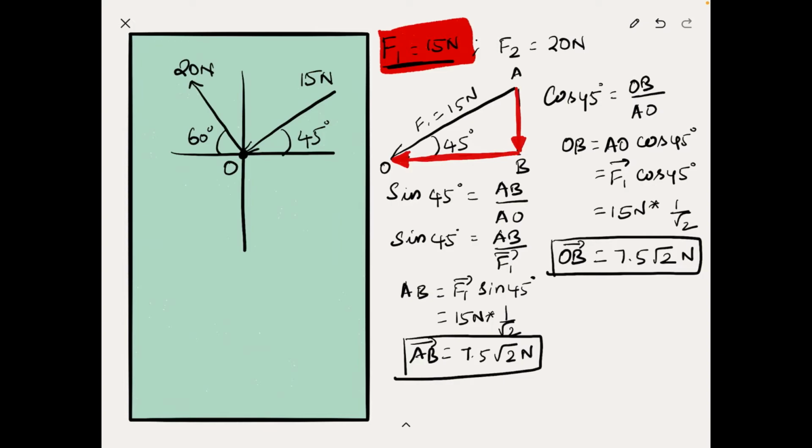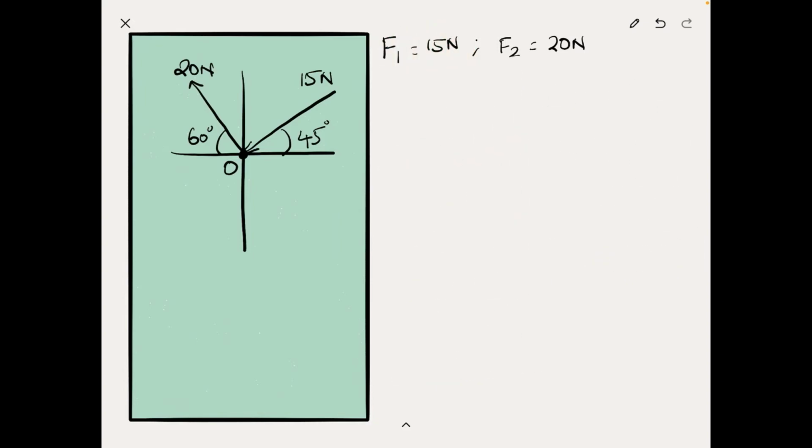Now we have to do the same procedure for the other force, which is of 20 newtons. So let's do that as well. Good, now let us consider the second force, which is of 20 newtons, and let's draw a virtual right angle triangle with that. So this has 60 degrees, and we call this O, and let this be A and B as usual. Now let's start with our trigonometric ratios.